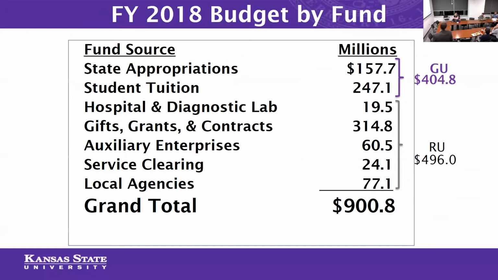So here is the FY18 operating budget. All the different fund sources that we have available to us, state appropriations, student tuition, all those areas. We estimated in June, when we set the budget, June, July, that we were estimating about a $900 million operating budget, split between RU and GU.